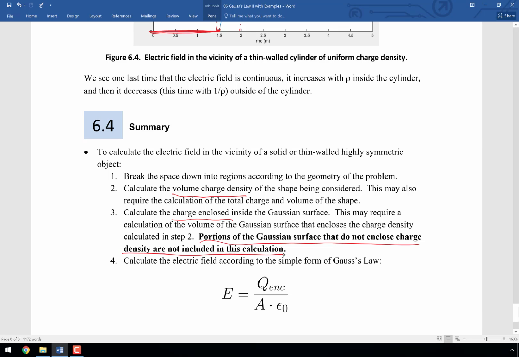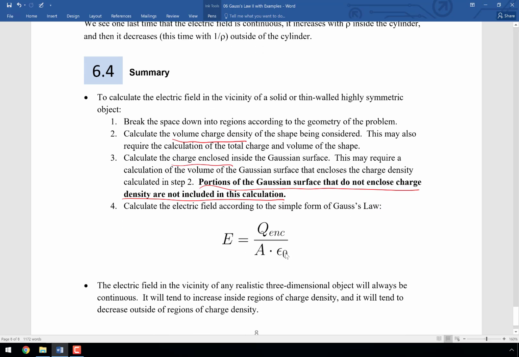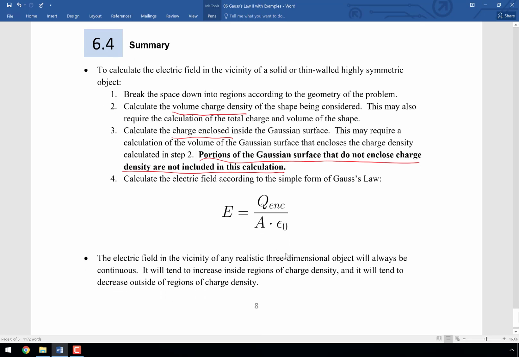And then once you've calculated the area, then you can simply apply our one master equation for these 2 lessons to be able to calculate the electric field density. Remember, the electric field in the vicinity of any realistic 3-dimensional object will always be continuous. It must be continuous. It will tend to increase inside regions of charge density, and it will tend to decrease outside regions of charge density.